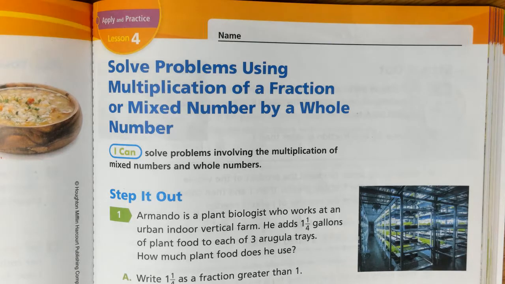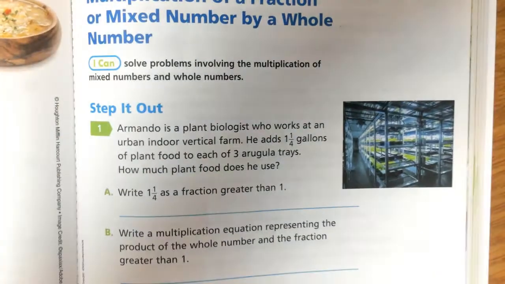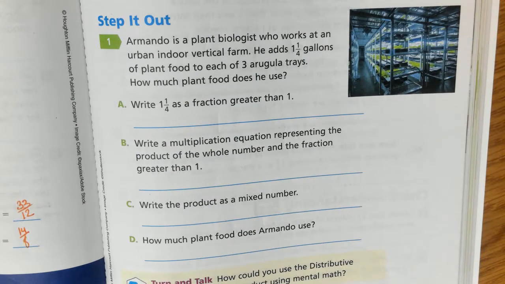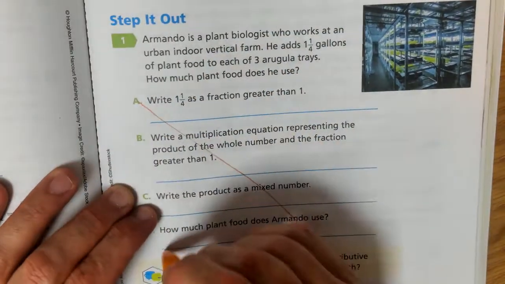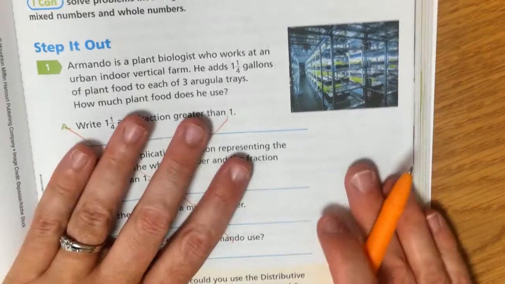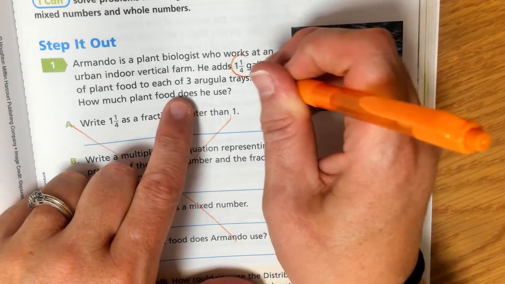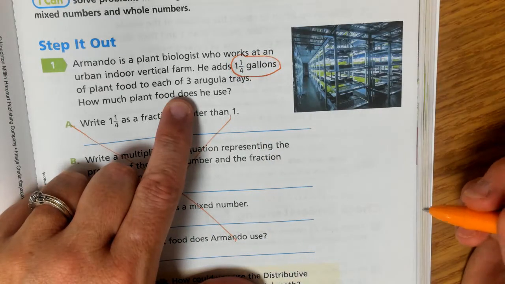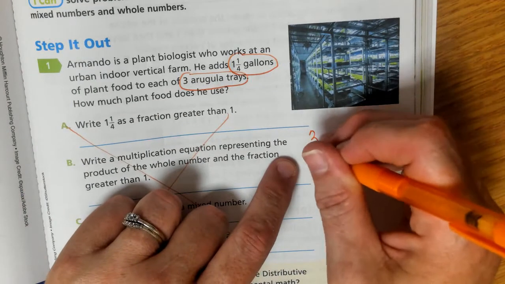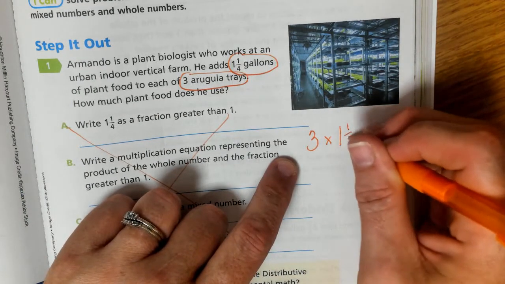All right? So Armando is a plant biologist who works at an urban indoor vertical farm. He adds 1 1/4 gallons of plant food to each of three arugula trays. How much plant food does he use? All right, so we're gonna step off from this, and I'm gonna show it to you over here. So we know that he is adding 1 1/4 gallons of plant food to every tray, and there are 3 trays. So we want to multiply 3 times 1 1/4.